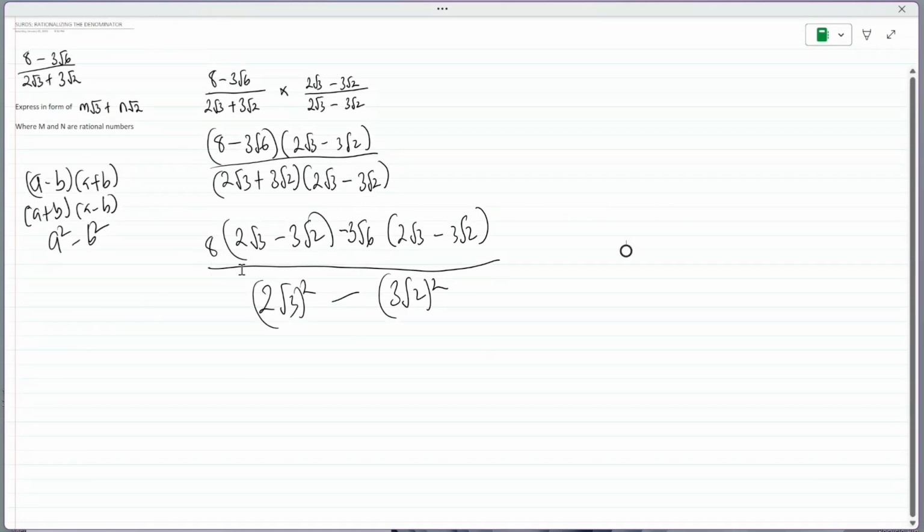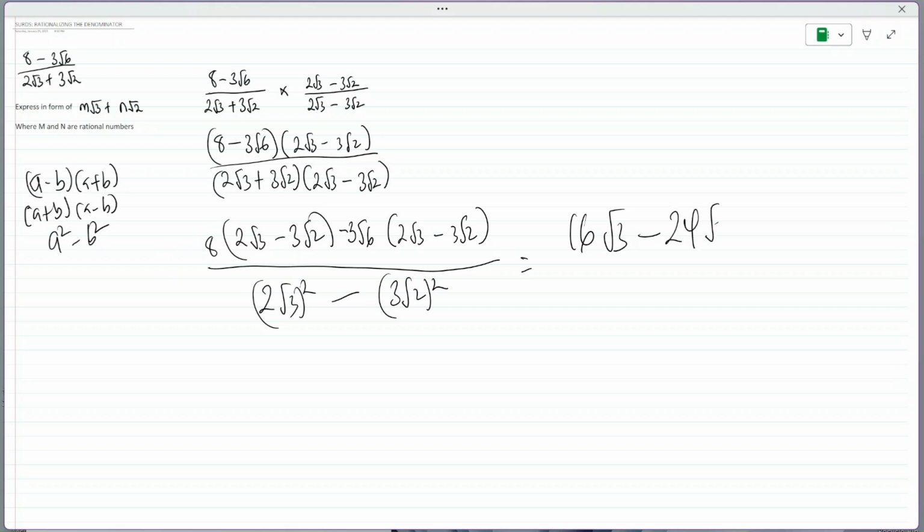You have 8 as a whole number and you have 2 as a whole number. You're multiplying the 8 by this and also by this. 8 times 2 is equals to 16 root 3. That's 8 times 2 root 3 is 16 root 3. Then 8 times minus 3 root 2. 8 as a positive, it's not really dangerous. Then you have 8 times 3, that's 24 root 2.